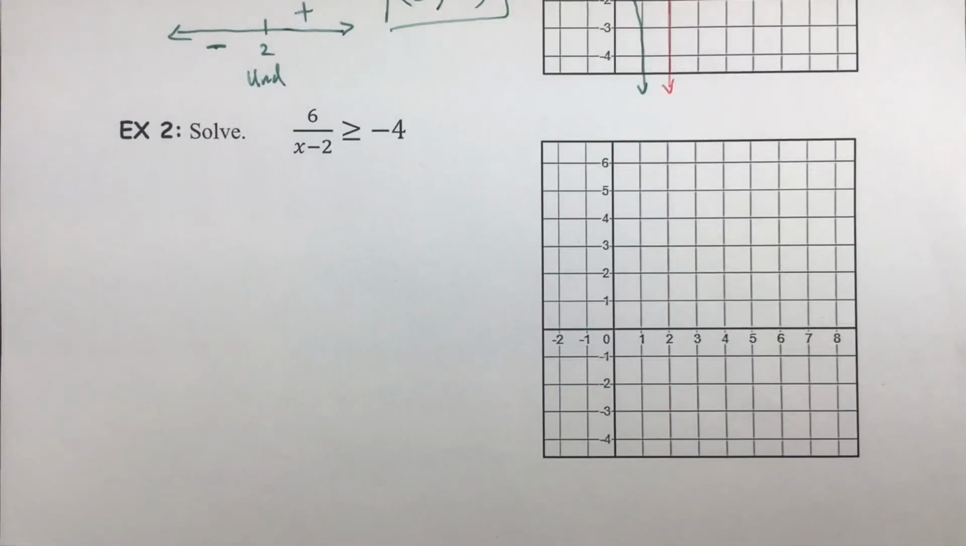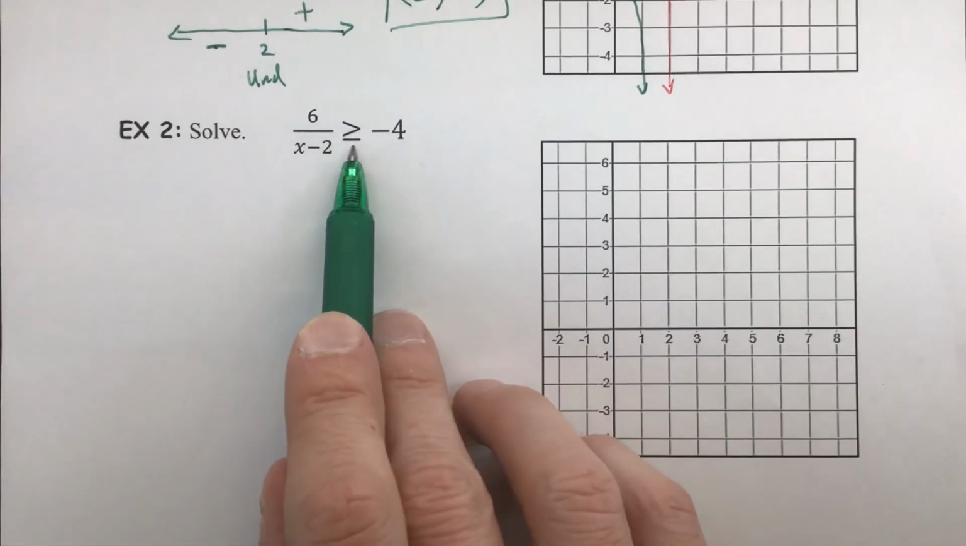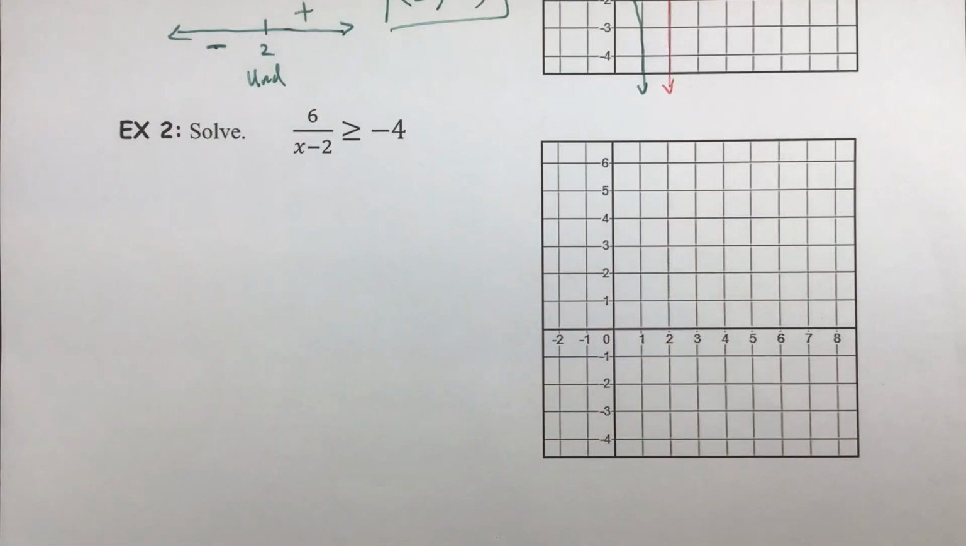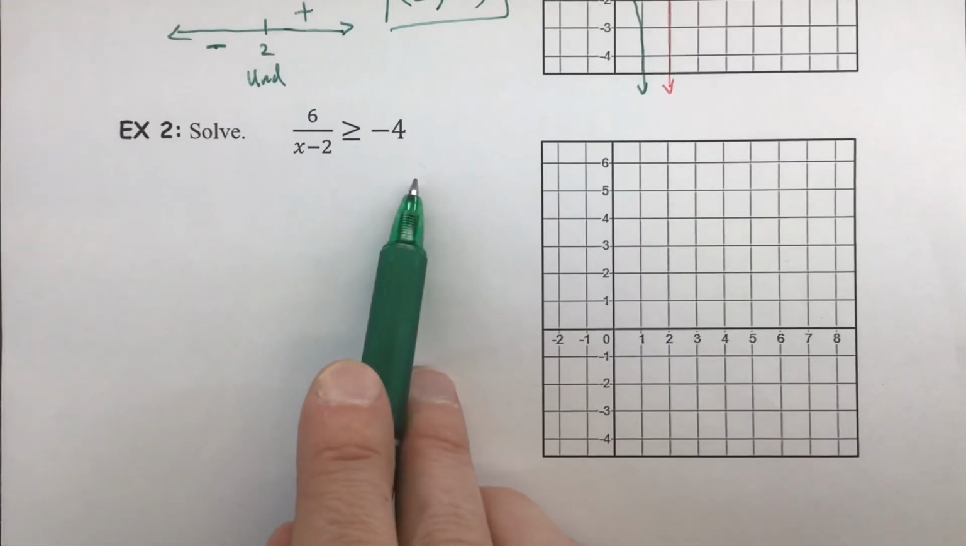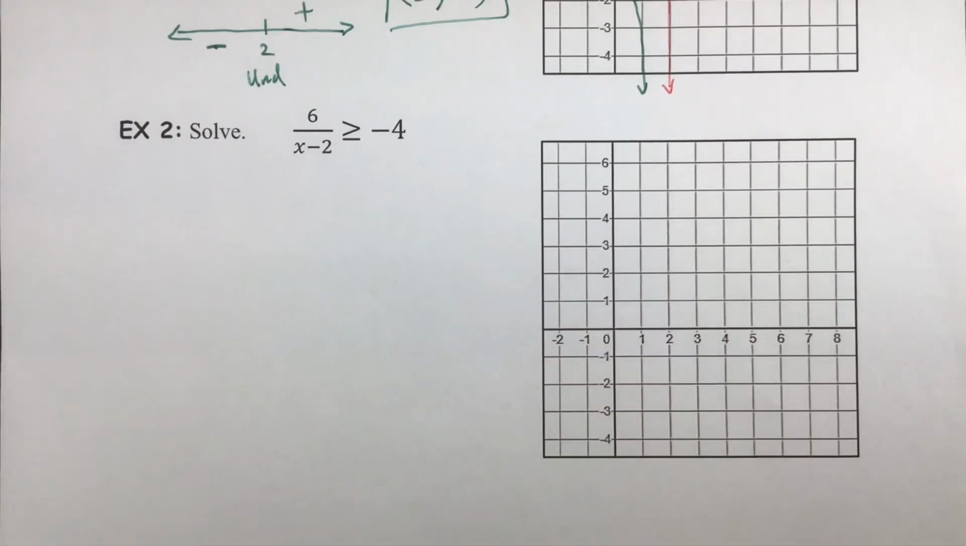Example 2, we're going to solve this. Not much different than what we just looked at, except you do have a greater than or equal to, which means that we'll be including any roots that we have. So it's going to be very important that we identify what is undefined and what is actually defined as a root. First step, let's move this over here so that we can get a 0 on that end, and then we can actually compare to the x-axis.